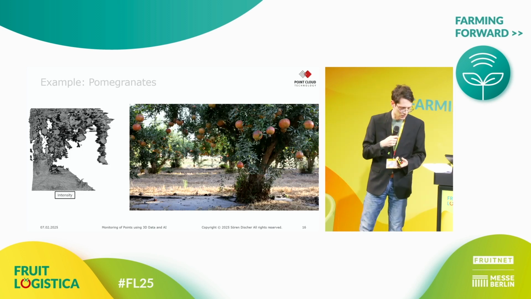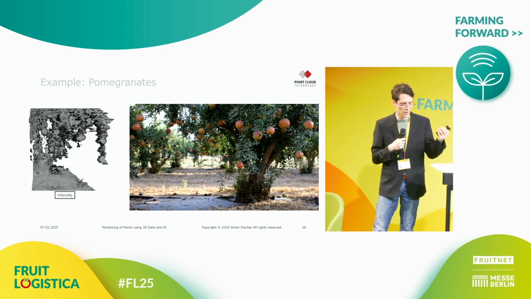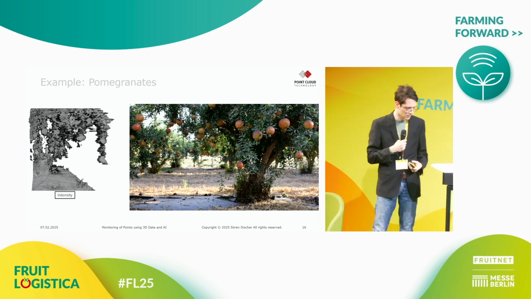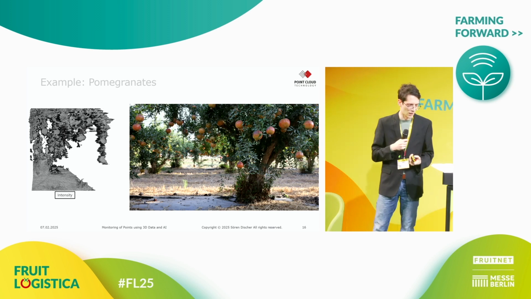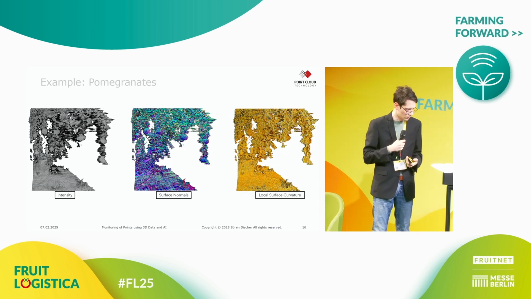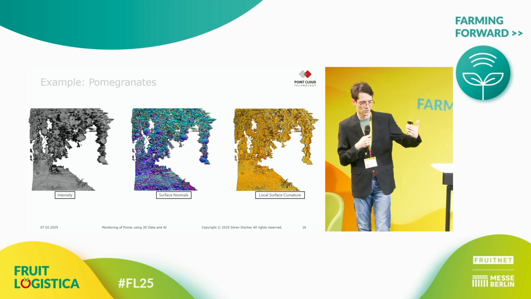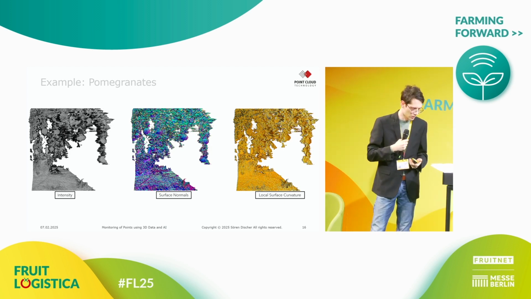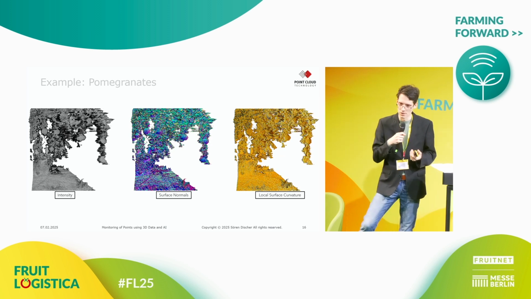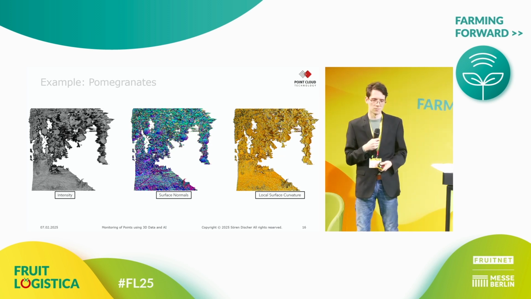Here, for example, we can see preliminary results for pomegranates. We can see the point cloud on the left visualized or colorized by each point's intensity value. And the point cloud also contains point-specific surface normal and local surface curvature values. Both these attributes are computed in an additional processing step by analyzing each point's local neighborhood.